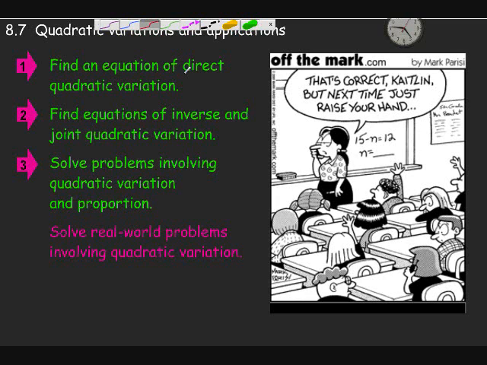Find an equation of direct variation. Remember, that's when one variable increases, so does the other. In this case, with quadratic variation, the response variable, or the independent variable, is going to increase very rapidly.